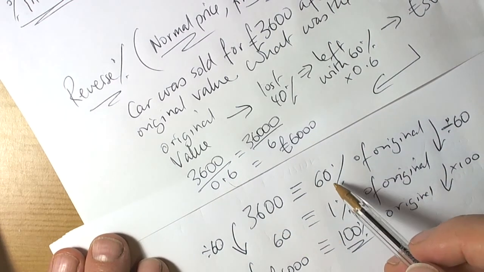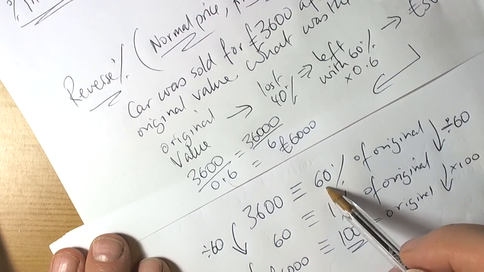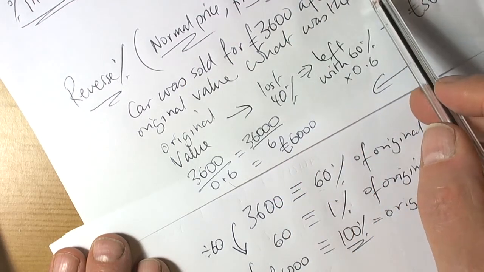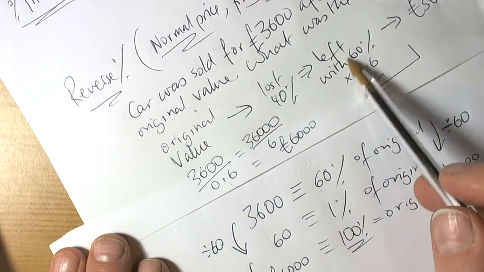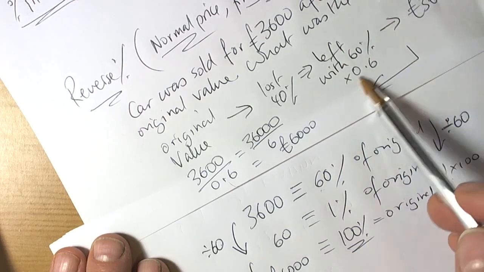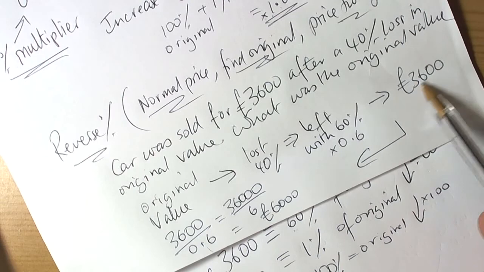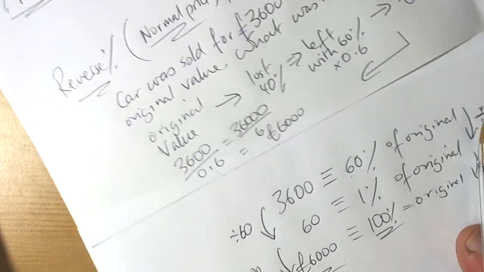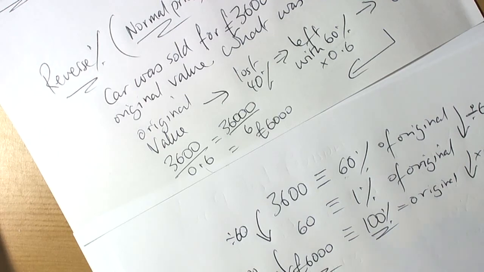The key to this, though, always is to think, what have I actually got left by doing the question? The question said there was a 40% loss, so I was left with 60%. So everything hinged around the value I know was the same as 60%. So that's a reverse percentages question.